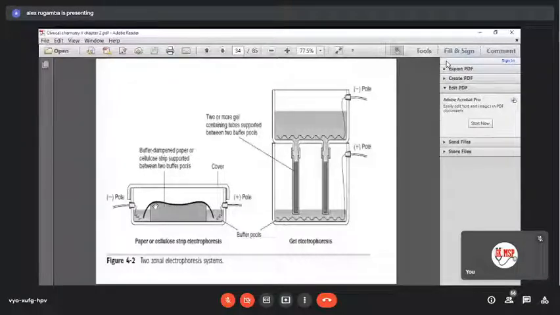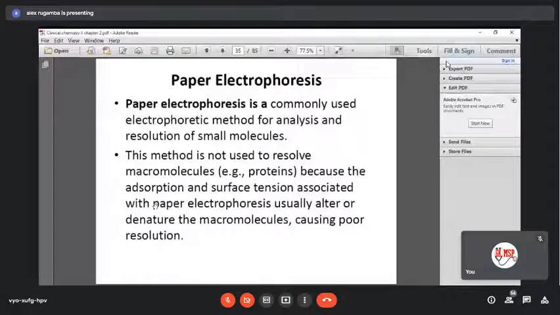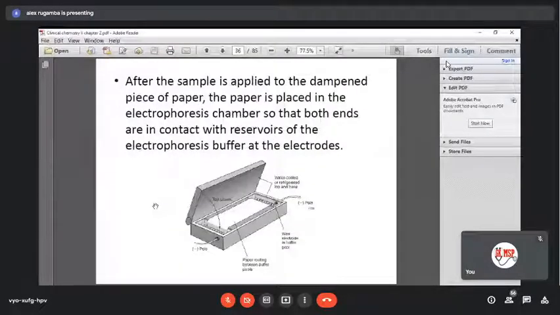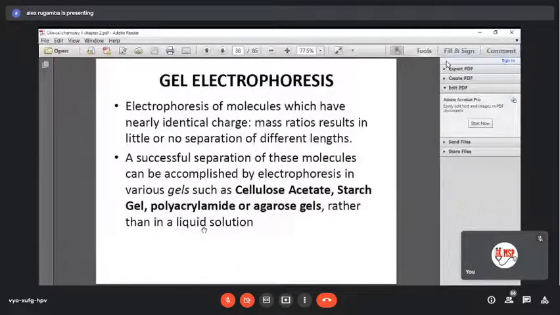So this is paper electrophoresis, the same applied on paper. In gel electrophoresis, molecules which have nearly identical charge and mass result in little or no separation. So here after separation, after migration, we will measure the size.